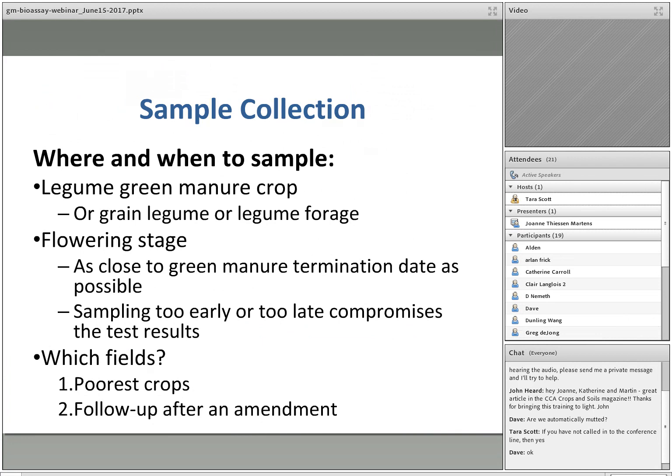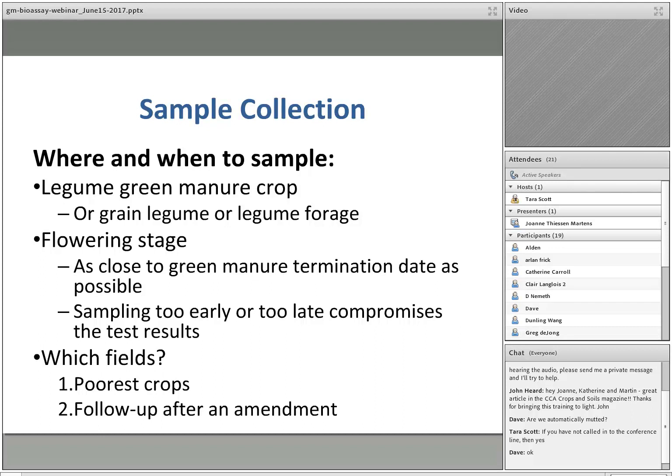So let's get into the sample collection a little bit. This tool is focused on the green manure crop, and specifically a legume green manure crop. I know the term green manure is used more generally to include all sorts of other crops, but we're really focusing on the legume green manure crop. The reason for that is that a legume green manure should not be limited by nitrogen if it's fixing properly, and so that makes it more sensitive to deficiencies of other nutrients in the soil.